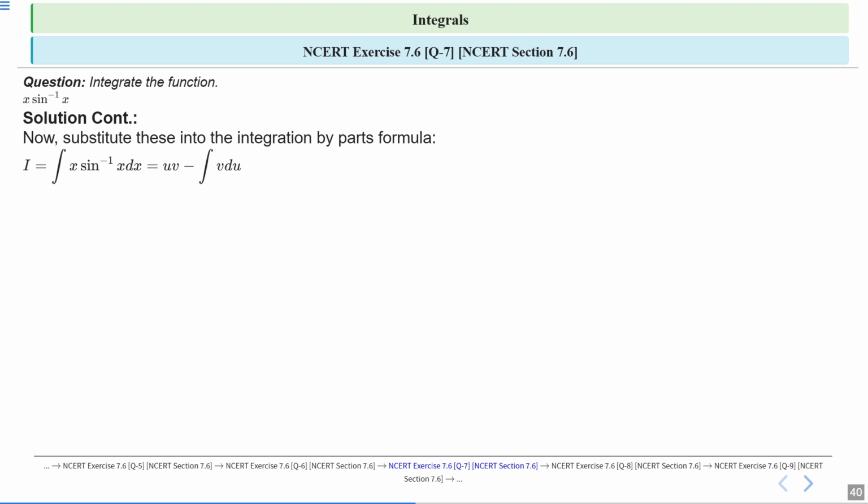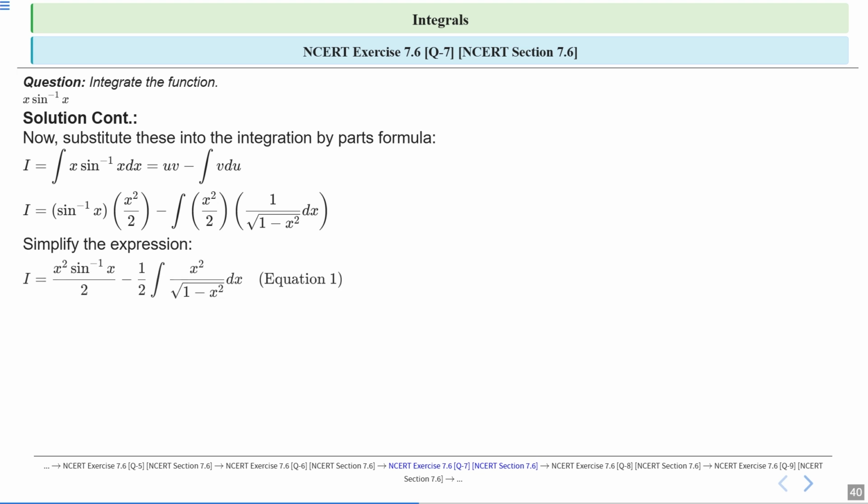Substitute this into the integration by parts formula. The value of u is sine inverse x, v is x square by 2, and du is 1 by root under 1 minus x square dx. Now we simplify it. The first term is x square sine inverse x by 2, and the second term is 1 by 2, which is a constant, times the integration of x square by root under 1 minus x square dx. Now we have to find the value of this integral.